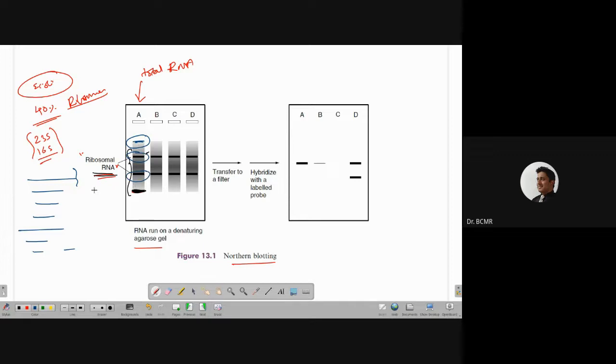Anyway, once that is done, we then do the blotting onto the filter, and then hybridization with the probe. And in this case, we also have to discuss the probe. We will discuss that now. So the probe can be made up of RNA as well, okay? And it should be randomly labeled.